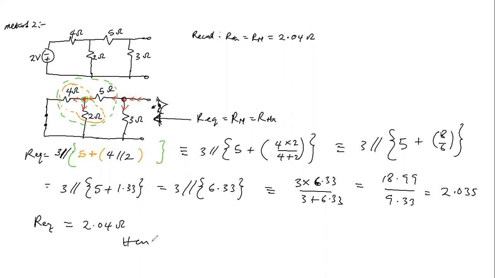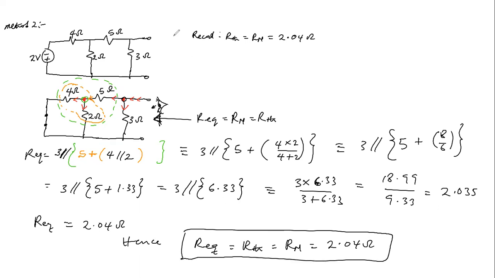So hence, our equivalent is the same as the Thevenin resistance, it's the same as the Norton resistance, it's the same as the 2.04 ohms. And recall, this is the same as we achieved earlier using our Thevenin method, where the open circuit voltage divided by the short circuit current gave us 2.04. And using our second method, where we had to deactivate the voltage source, and then look into the circuit through the terminal of interest, then resolve for the equivalent resistance, we were able to achieve the same result. Good.